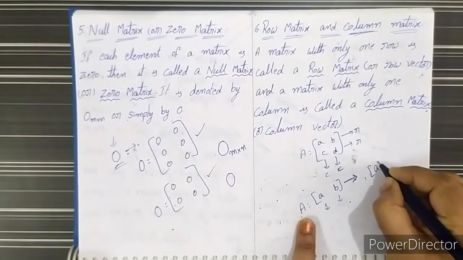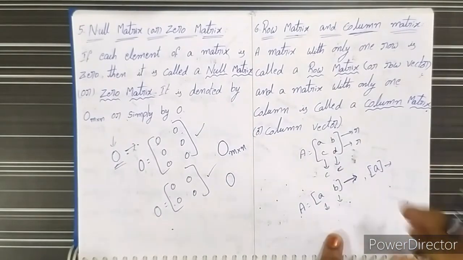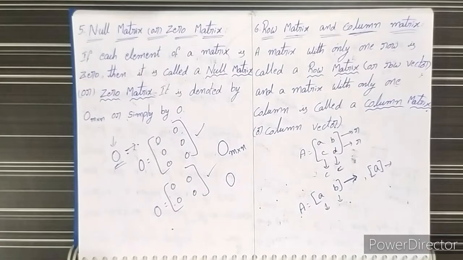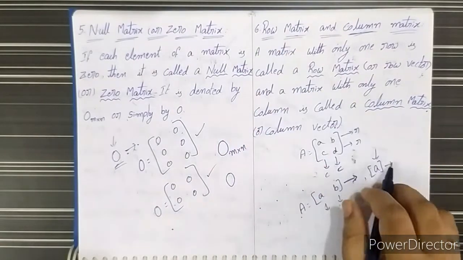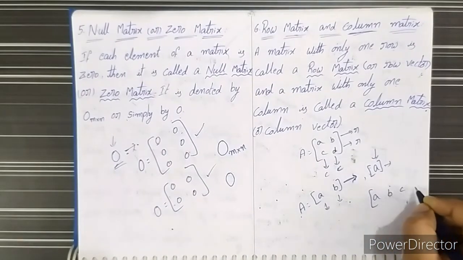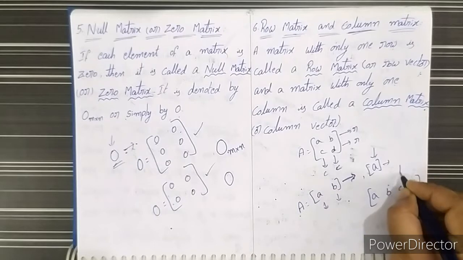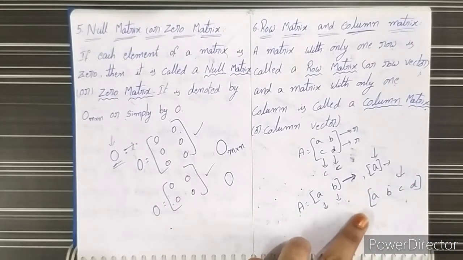This is also a row matrix. These have only one row. Then we have this as a row matrix, and also [a b c d]. This is also a row matrix. Row matrix means if a matrix has only one row, it is called a row matrix.